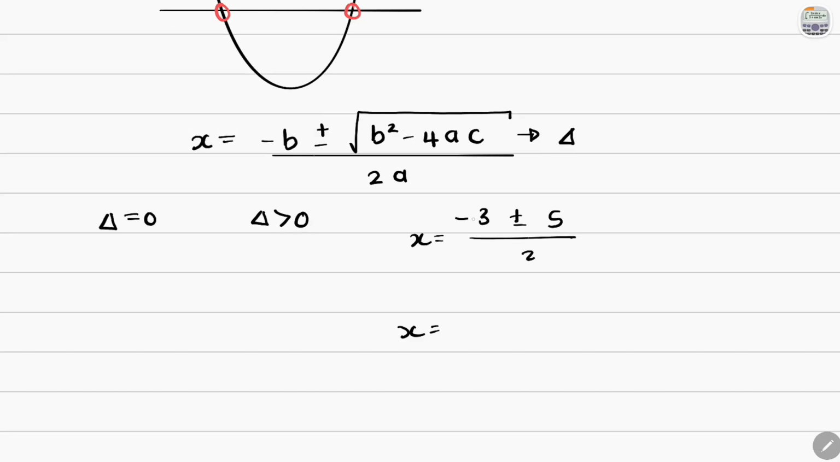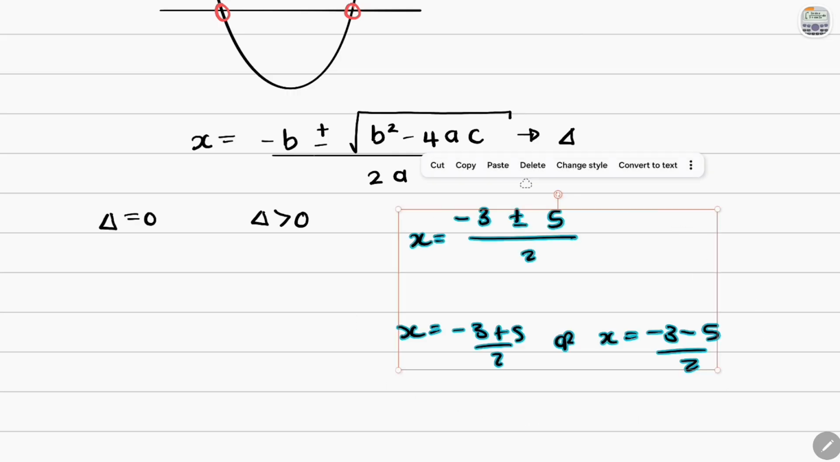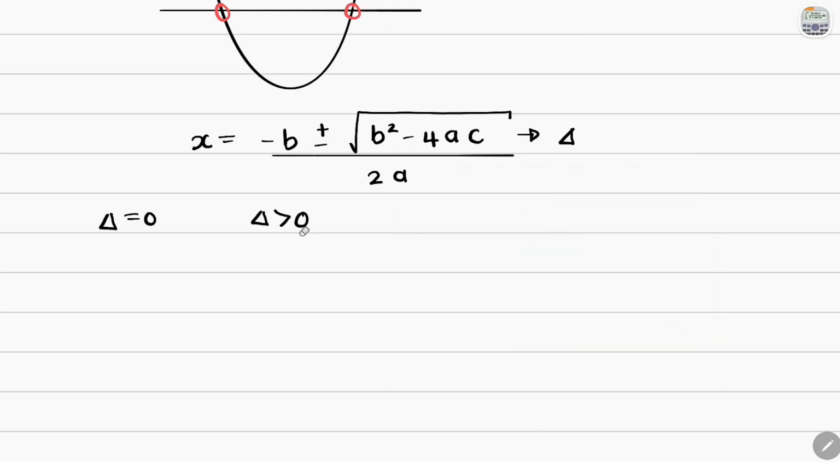We say x is equal to, and we would say negative 3 plus 5 over 2. Or x is equal to negative 3 minus 5 over 2. Okay, there's plus minus here. And then you would have two different roots. So this specifically happens when the discriminant is greater than 0. This is where we will end up with two roots. Specifically two real roots. They're going to be real.